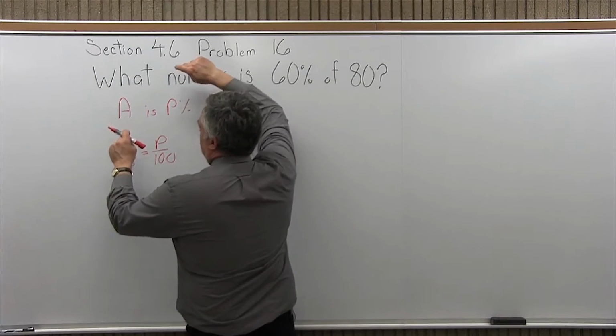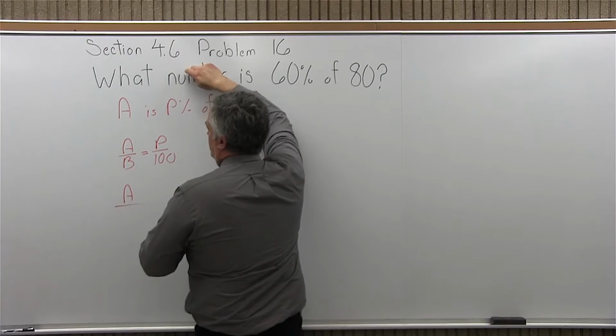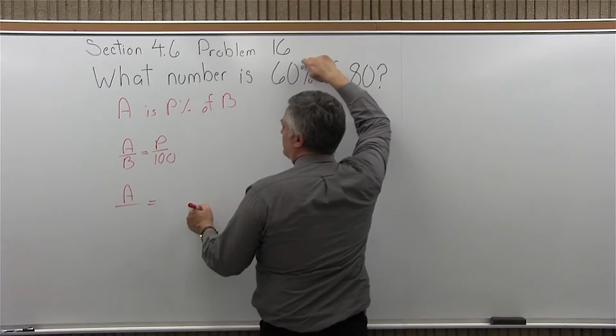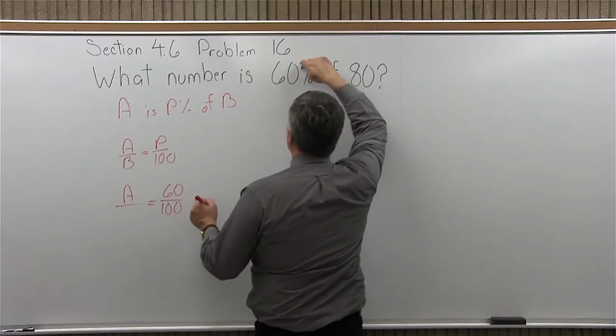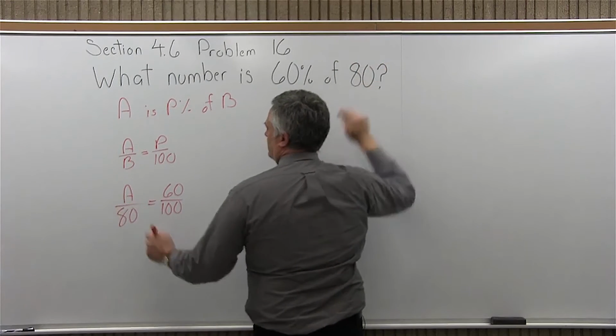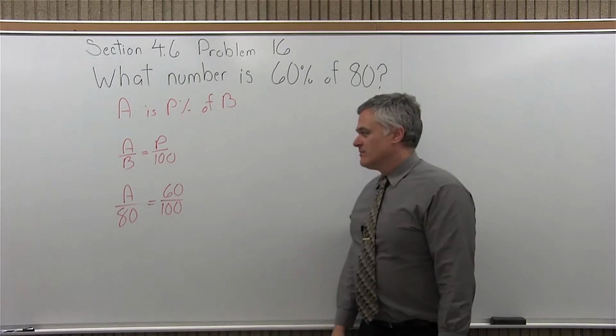So as we fill it in, A, what number? That's what comes first, so that's the unknown. I'll just leave it as a variable. Is gives me an equals. 60%, so 60 is in the numerator, percent 100 goes in the denominator, of 80. So the B is 80. So I have A over 80 equals 60 over 100.